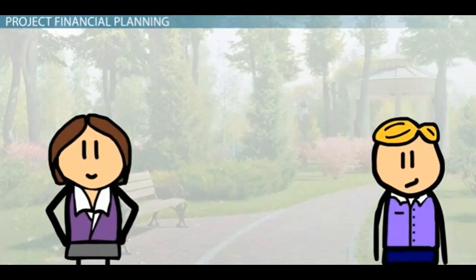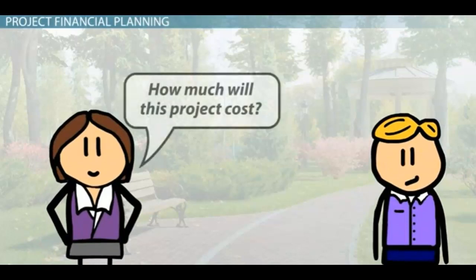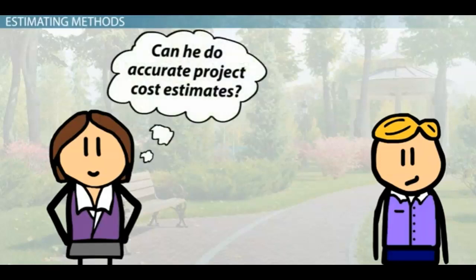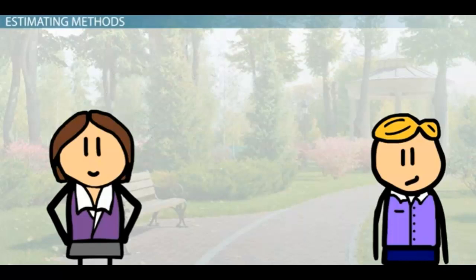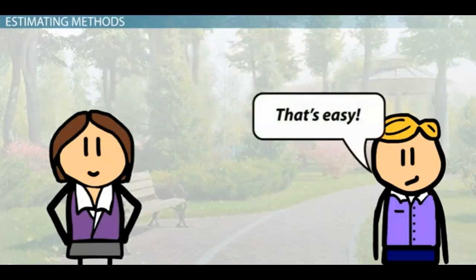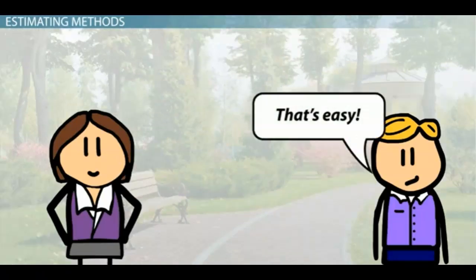For Sue's business, project financial planning starts with estimating how much it will cost to complete a project, using either top-down or bottom-up estimating. Sue wants to make sure that Sam will be able to provide her customers with accurate project cost estimates, so she begins the interview by asking him to explain the difference between top-down and bottom-up estimating methods. Sam is very familiar with both and begins by describing top-down cost estimating.